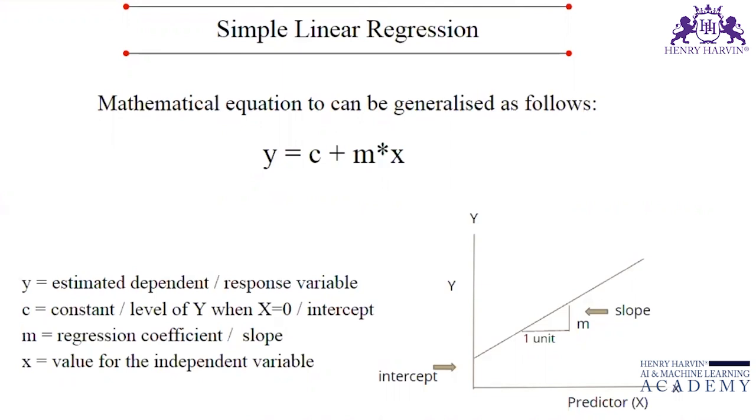into x, wherein y is the estimated dependent variable, the variable whose value we need to find out or we need to predict. C is the constant or the intercept. M is the slope or regression coefficient. And X is the value of the independent variable.